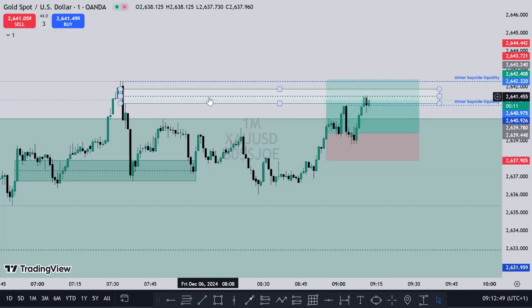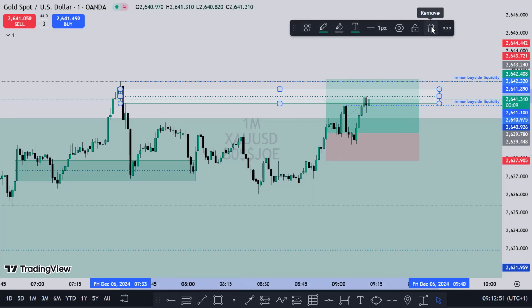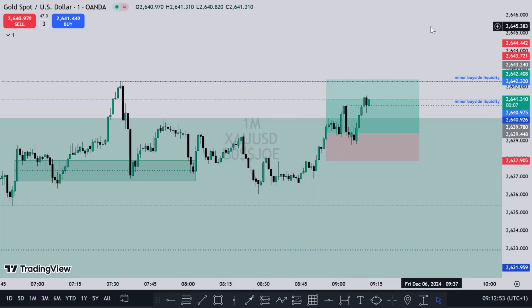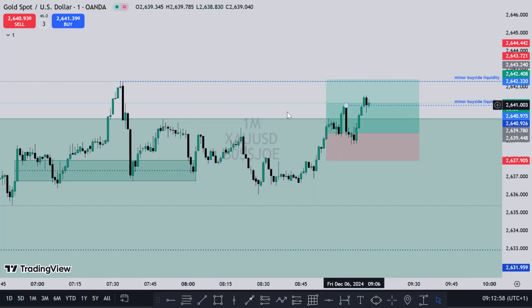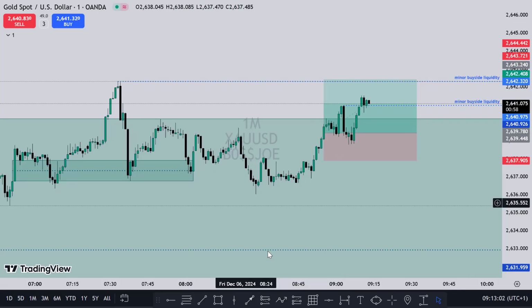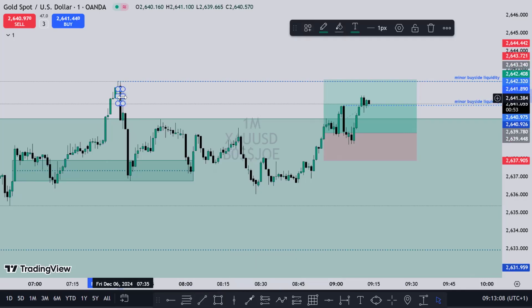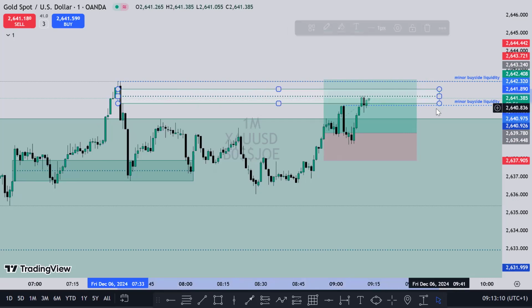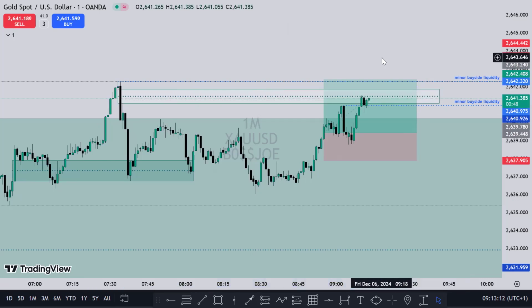This fair value gap that the price is reacting to now, why is it invalid? Is it because there's no break of structure? The fair value gap that I just drew, yes, price is reacting to it. But price will always react to fair value gaps. Let me tell you something about fair value gaps.